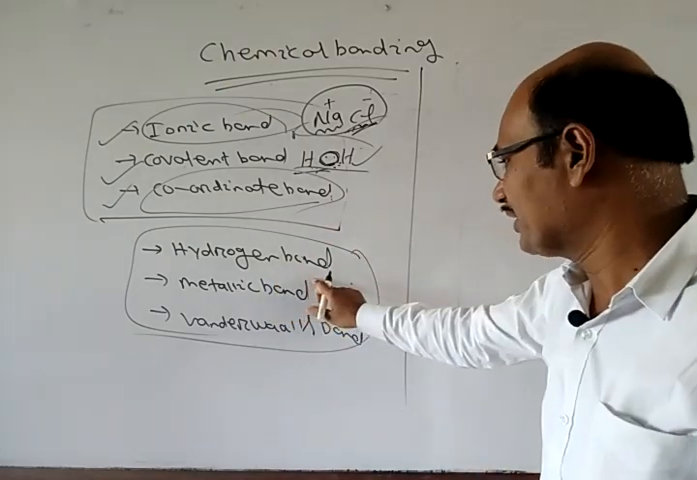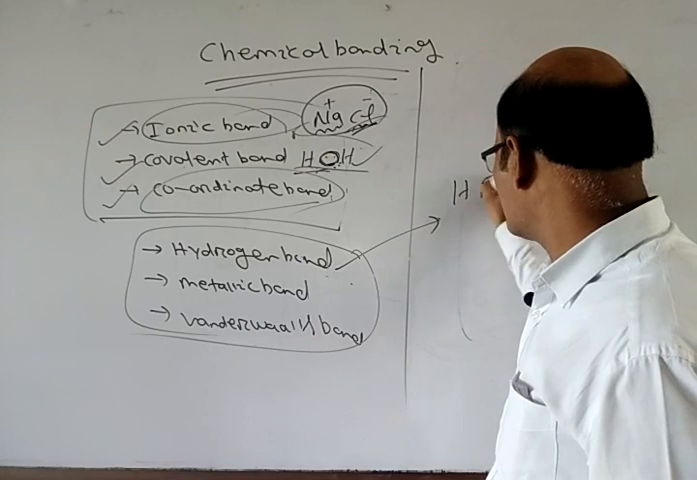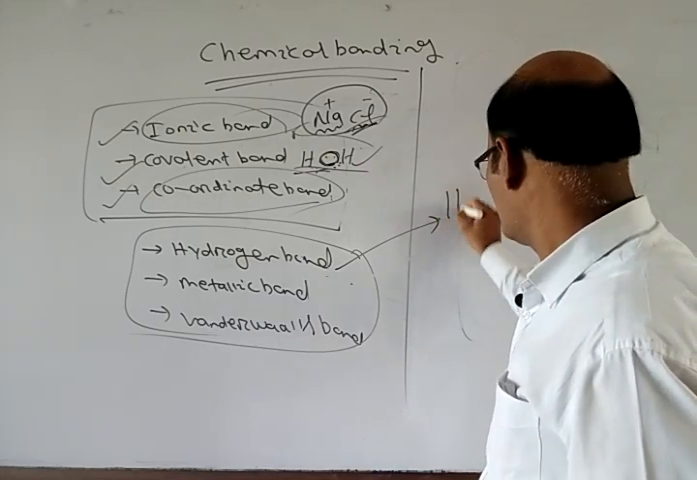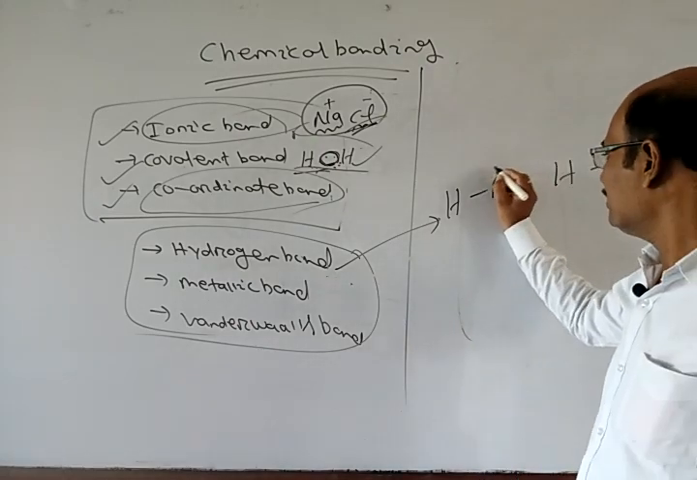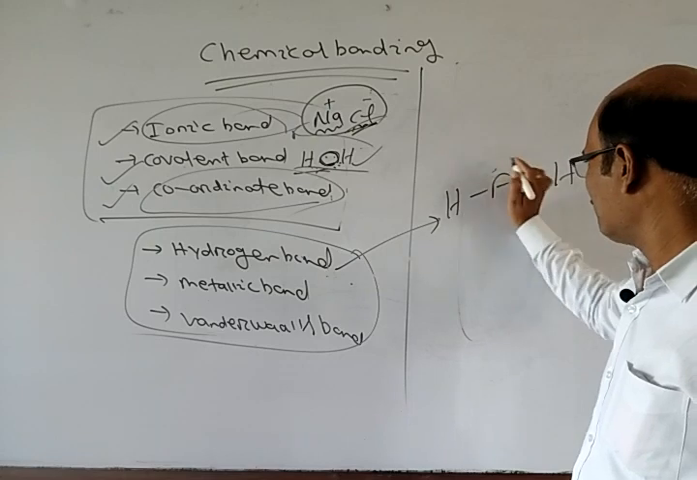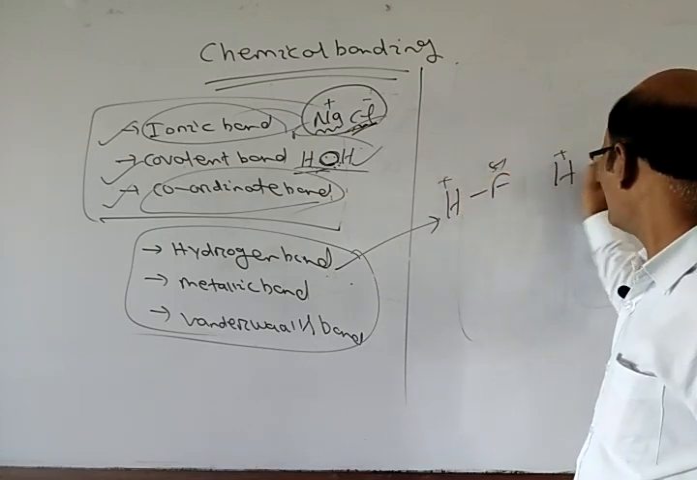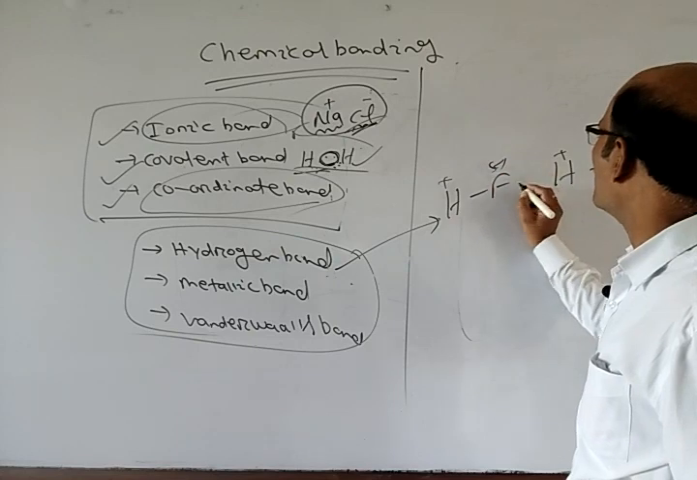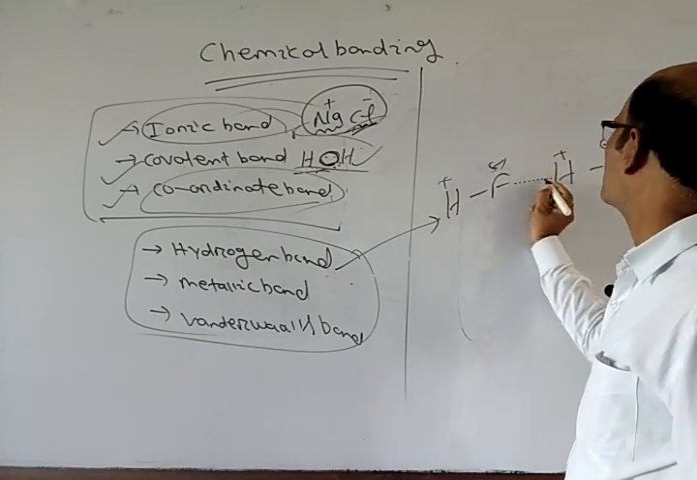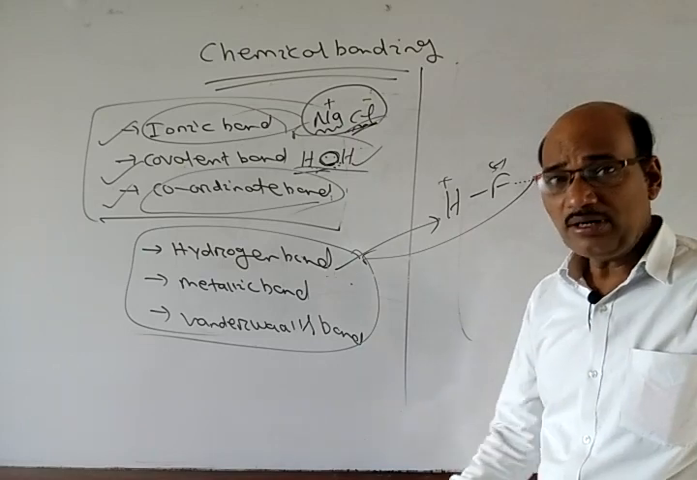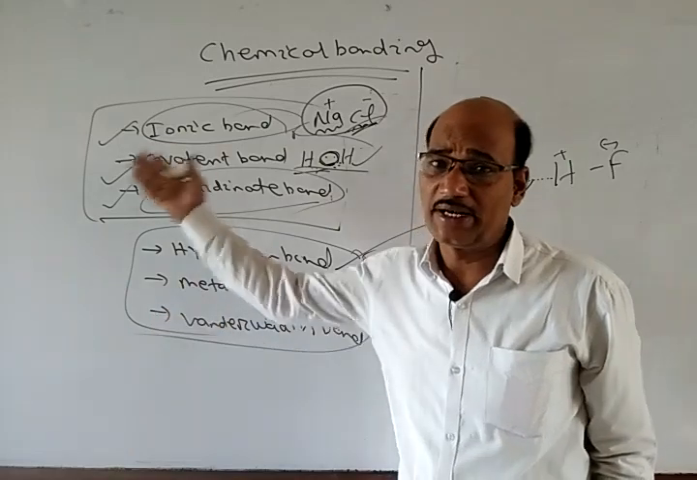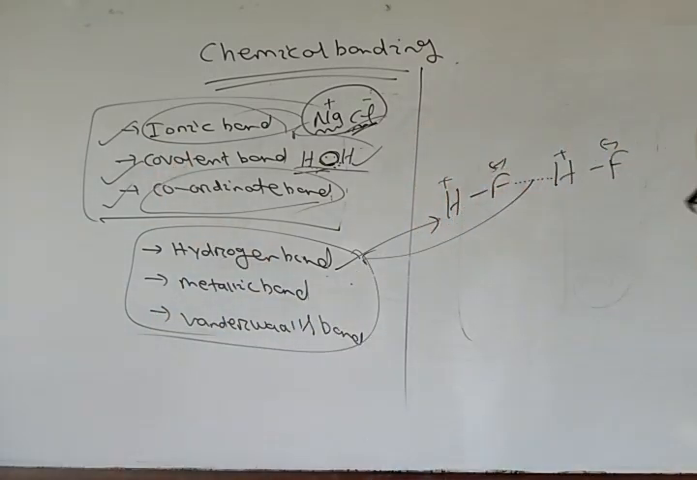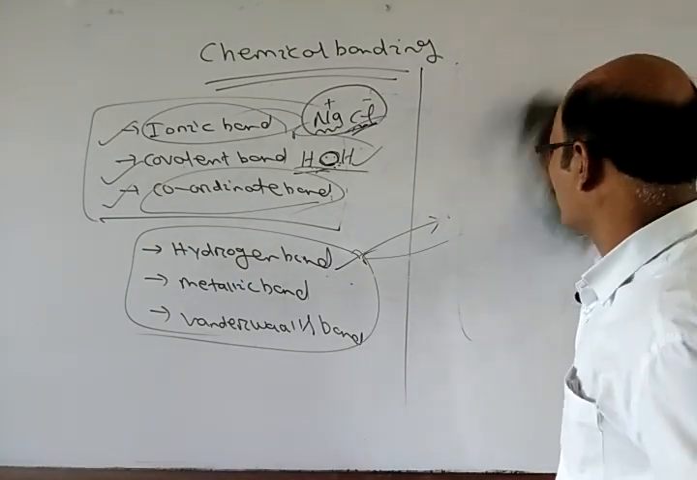Okay, so I have given you an example already. If HF is a molecule, you see, HF and HF, two molecules are there. This can be negative, this can be positive, this can be positive, this can be negative. Now between this negative and positive, there is a short force of attraction. This is called what? The hydrogen bond. But regarding this hydrogen bond, its conditions, its characteristics, its consequences, we will discuss later on. So now we will discuss one by one.